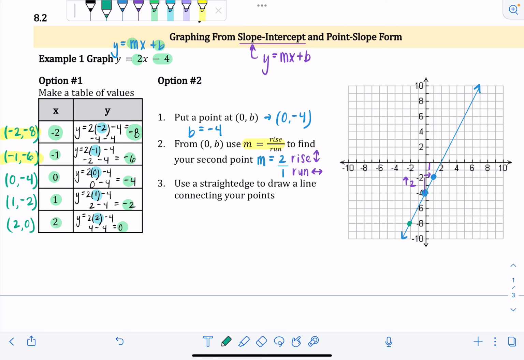-1, -6, I would go left 1 and then down 6, which is right there. 0, -4, I don't go left or right, I just go down 4, I have that point. 1, -2, so I would go right 1 and then down 2, I already have that point. And then 2, 0, I would just go right 2, and then I wouldn't go up or down at all, so all the points from our table ended up being in our line. So it just shows you can do either option, just option 1 definitely takes a little bit longer, but they both get you the correct answer.